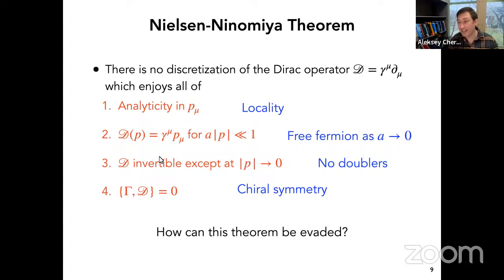And last, you want chiral symmetry. And chiral symmetry shows up in terms of the Dirac operator as a statement that the Dirac operator anti-commutes with gamma 5, or gamma, as I'm calling it in this talk. So what the Nielsen-Ninomiya theorem says is, these 4 things that you might think you want, you can't have it all. That's what the theorem says. And so all of the approaches to this to date give up on at least one of these seemingly natural requirements.